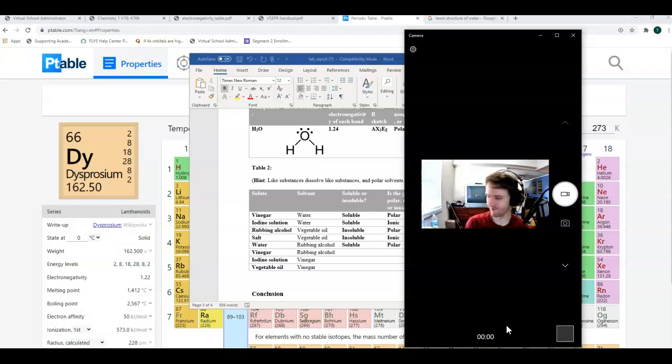Sorry, it's getting cluttered with all these materials. All right, anyway, so alcohol and water. Got my alcohol.